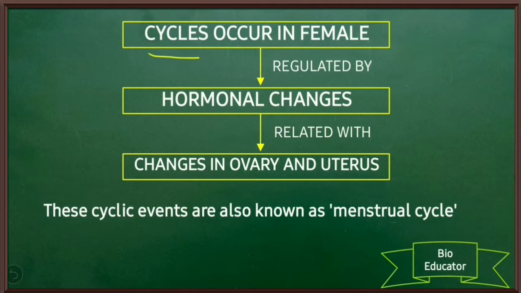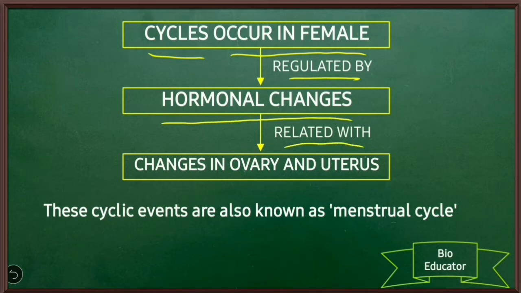These are cycles, meaning repeated changes that occur in the female, which are regulated by the hormonal changes of the body and are related to the changes occurring in the ovary and uterus. These cyclic events are also known as the menstrual cycle.